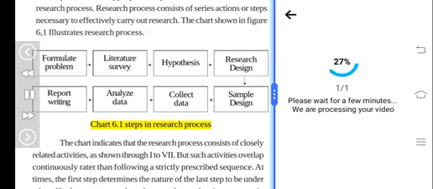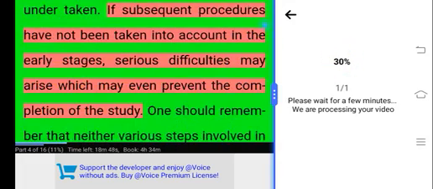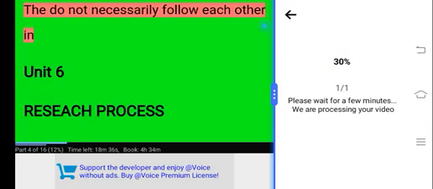Chart 6.1: Steps in research process. The chart indicates that the research process consists of closely related activities, as shown through item 7. But such activities overlap continuously rather than following a strictly prescribed sequence. At times, the first step determines the nature of the last step to be undertaken. Subsequent procedures have not been taken into account in the early stages. Serious difficulties may arise which may even prevent the completion of the study. One should remember that neither the various steps involved in a research process are mutually exclusive, nor are they separate and distinct. They do not necessarily follow each other in any specific order.